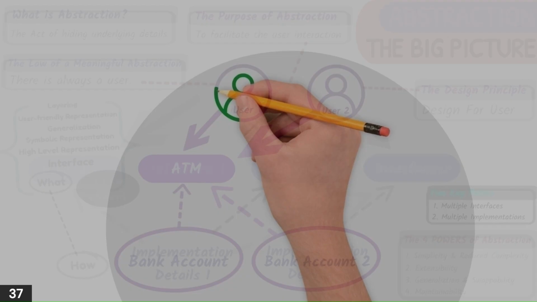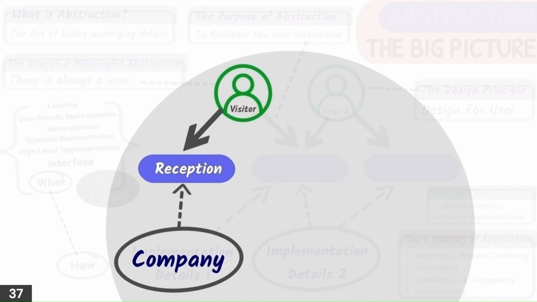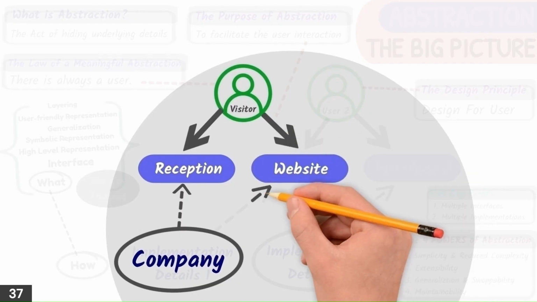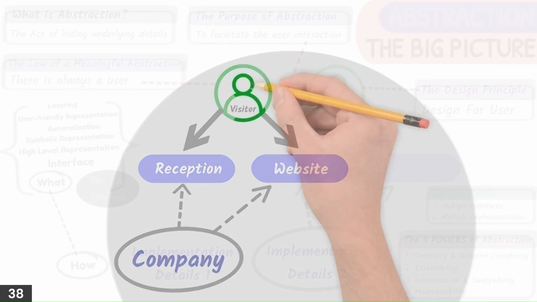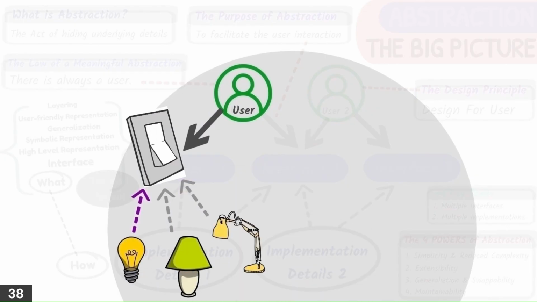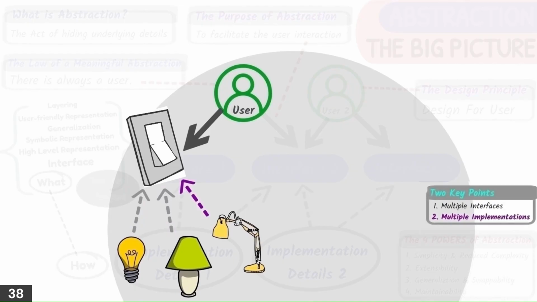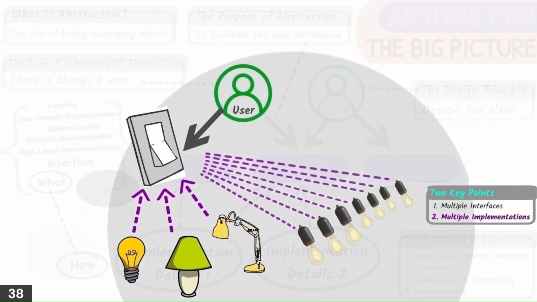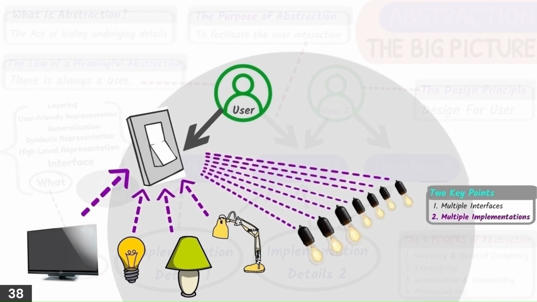See another example. Visitor, reception, company. The reception is the interface to access the company's information, and so is the company website. Multiple interfaces. Now think of a light switch. That's your interface. You can always change the light at the other end of the switch. Multiple and interchangeable implementations. You can also connect 10 different lights or even other devices to a single switch. That's an example of multiple implementations behind a single interface. All of them used together at the same time as a collection. That's yet another interesting application of abstraction.